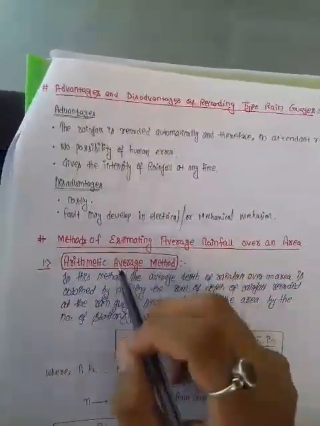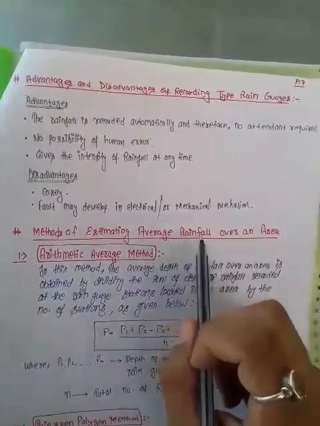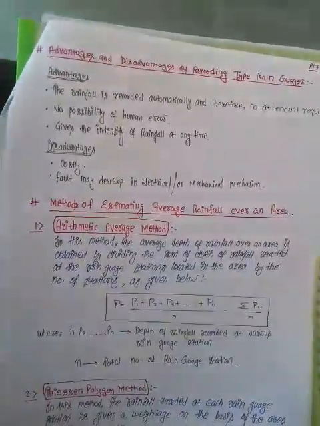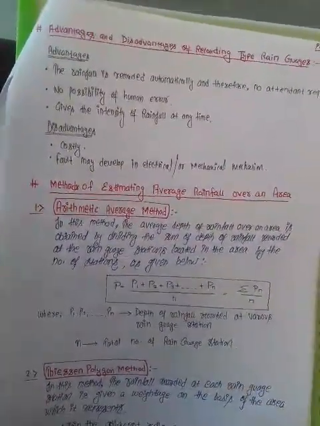So in the next class we will discuss the methods of estimating the average rainfall over an area: the arithmetic average method, the Thiessen polygon method, and many more.